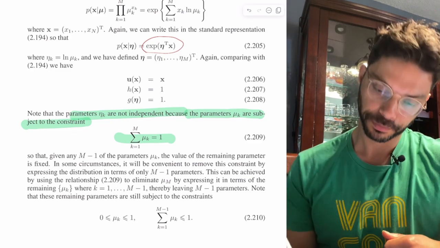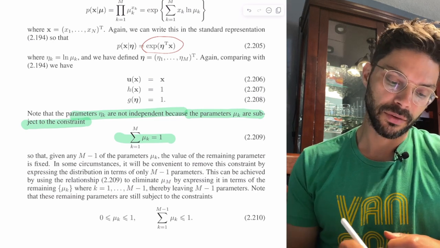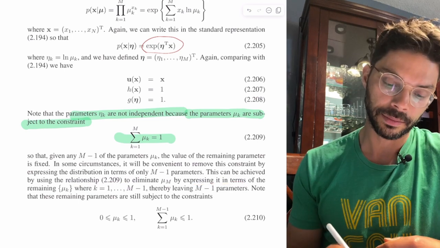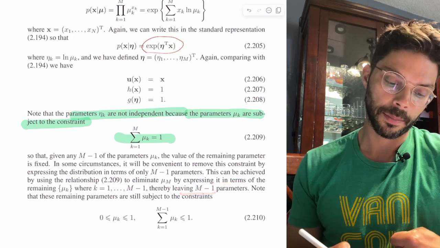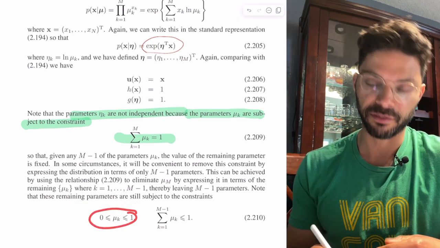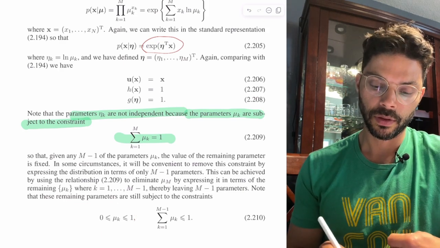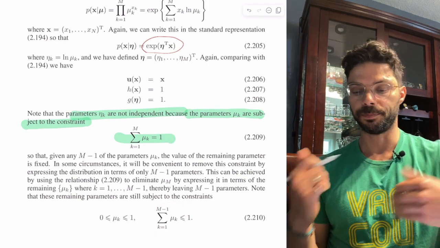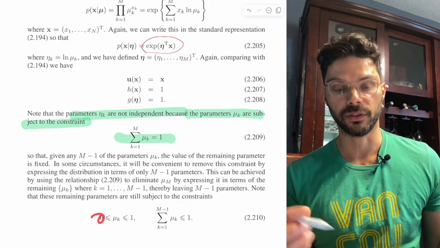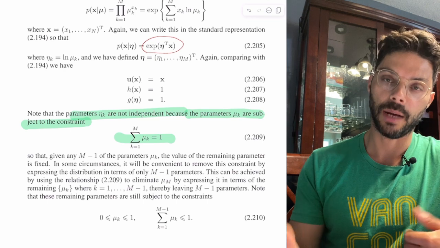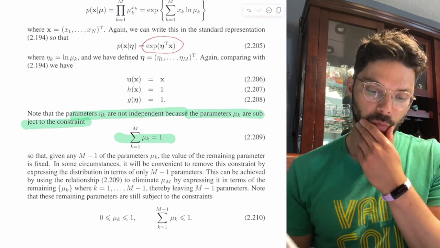So how are we going to do that? This can be achieved by using the relationship to eliminate mu m by expressing it in terms of the remaining mu k, thereby leaving m minus 1 parameters. Note that these remaining parameters are still subject to the constraints, so they have to be probabilities, so they all have to be between 0 and 1, and their sum has to be less than 1. It will be greater than or equal to 0, but it has to be less than or equal to 1, otherwise one of the probabilities is going to end up being negative, which we can't have.